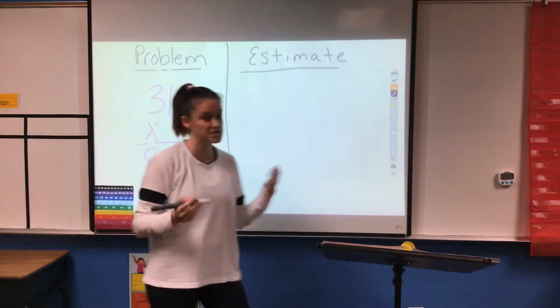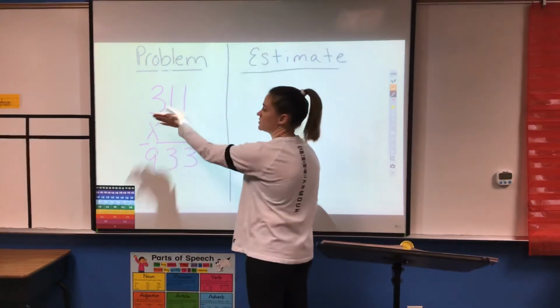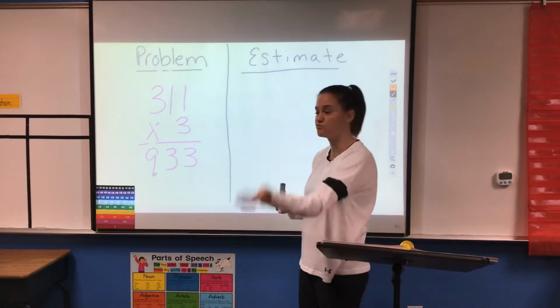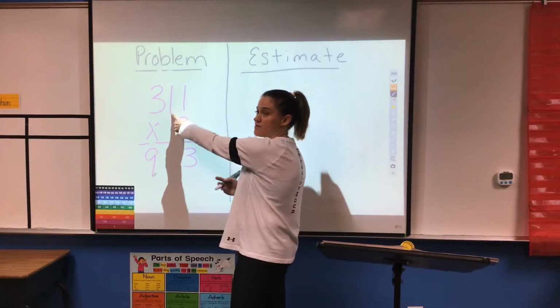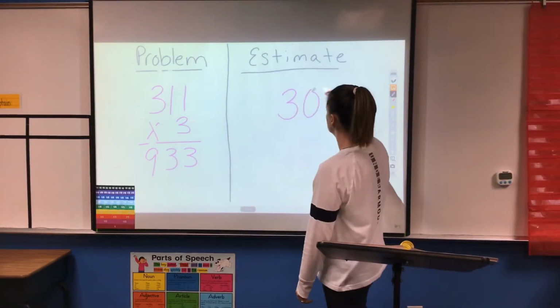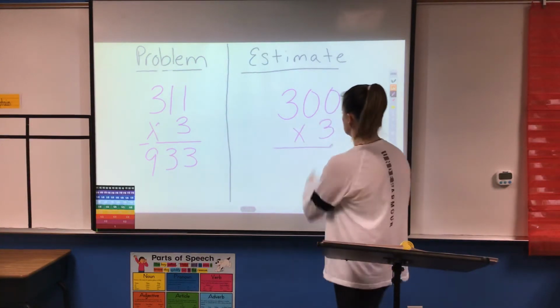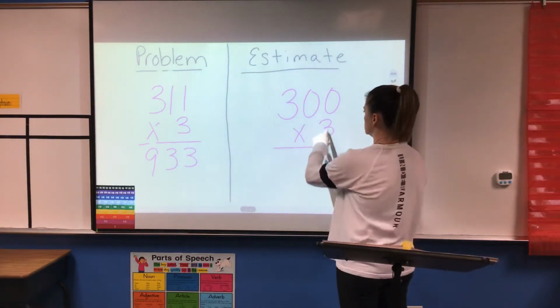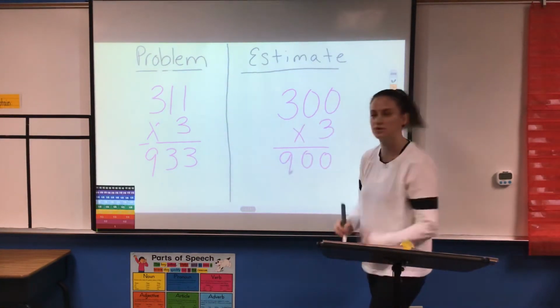So we're going to go ahead and estimate this and see if our problem is reasonable. We look at 311. Is 311 closer to 300 or 400? Look at the hundreds place. Look next door. Is it 5 or higher? It is not. So we would estimate down to 300 times 3. 3 times 0 is 0. 3 times 0 is 0. And 3 times 3 is 9. Is our answer reasonable? Yes, it is.